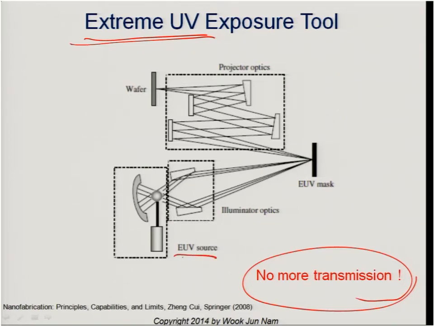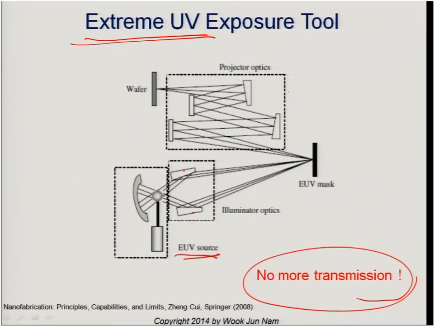So there is a light source, and then there is a bunch of mirrors and then optical systems. So everything, even for the mask, no transmission at all. It only uses reflection. So that's the biggest difference. But with 13.5 nanometer wavelength, even reflection is not easy. Those kinds of mirrors also absorb the light.